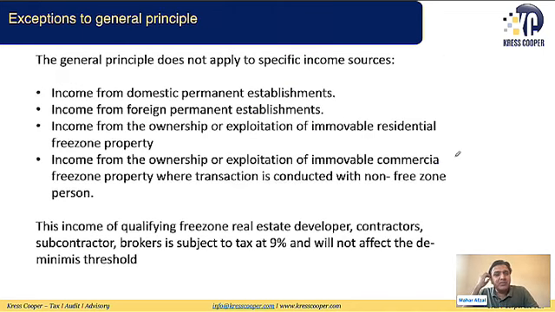Exceptions to this general principle. This was the general principle we have discussed. The general principle was that for a qualifying free zone person, three incomes are qualifying income. Other than this, it will be considered non-qualifying income. It will be subject to tax.